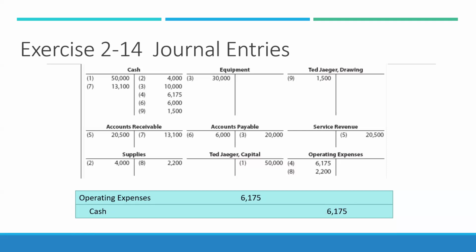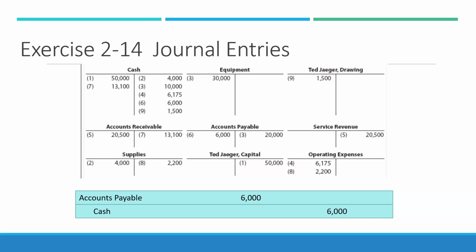Operating expense would be the debit. Cash would be the credit for this transaction. And then it gets posted where number 4, 6,175, and then operating expenses, 6,175. This is an accrued revenue on account, so accounts receivable and service revenue. And then this would be paying back, reducing your accounts payable with a debit.